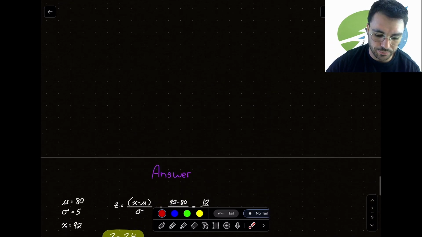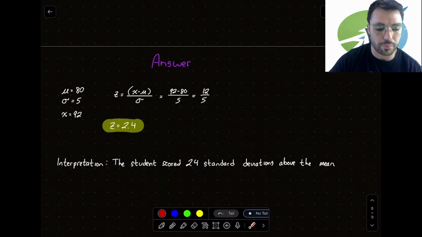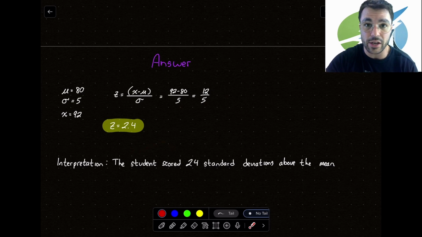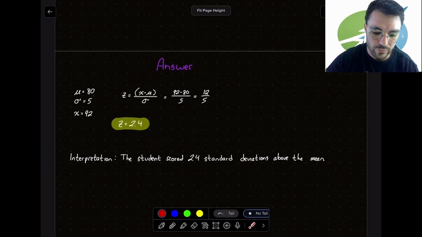Let's take a look. Super easy, it's just plug and chug. Mean 80, standard deviation 5, student score is 92. Equation given here. The student score is our x value of 92 minus our mean of 80, divided by our standard deviation of 5. 92 minus 80 is 12. 12 divided by 5 is 2.4. Therefore, our z-score is 2.4. And we could say the student scored 2.4 standard deviations above the mean.